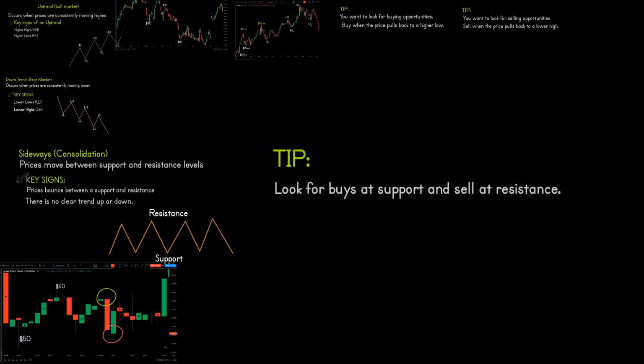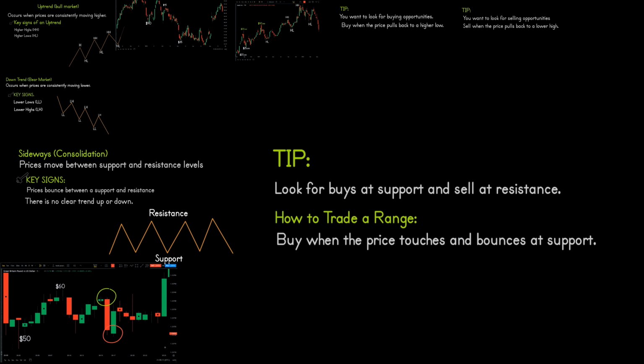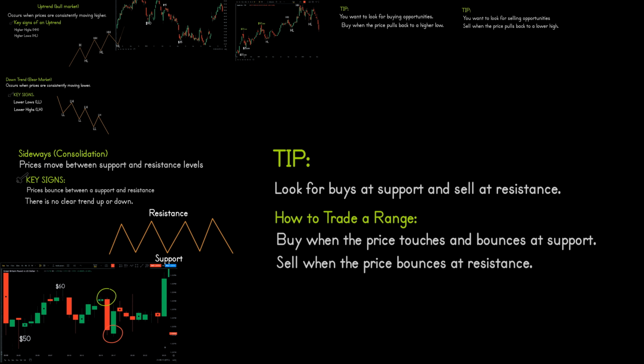However, always be cautious, as ranges can eventually break out into a strong trend in either direction. How to trade a range. Buy when the price touches the support and starts bouncing back up. Sell when the price reaches the resistance and starts turning down. If the price breaks out of the range, get ready for a new trend to form.